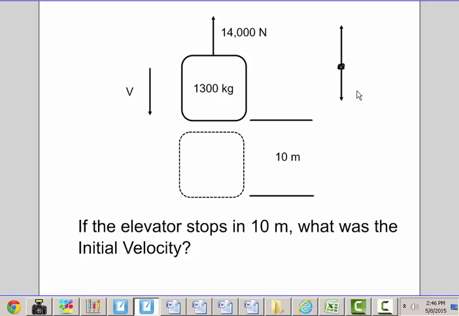So 1,300 times 9.8, so that's 12,740 newtons. And I got 14,000 pulling up. All you have to do here is find out what your net force is. Summation of the forces in the y is equal to my net force. I'm just doing 14,000 minus 12,740. You just add the difference between those two, which would be 1260. So 1260 is my net force. Does that make sense? All you have to do is multiply by 10, and that'll give you the work.